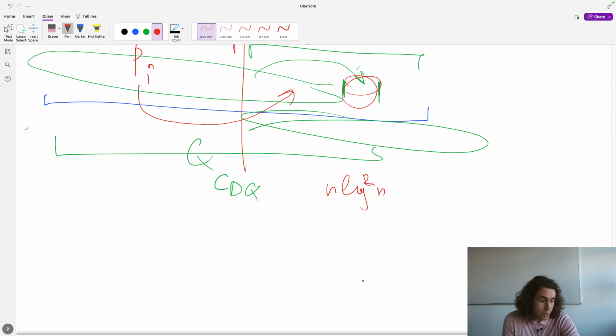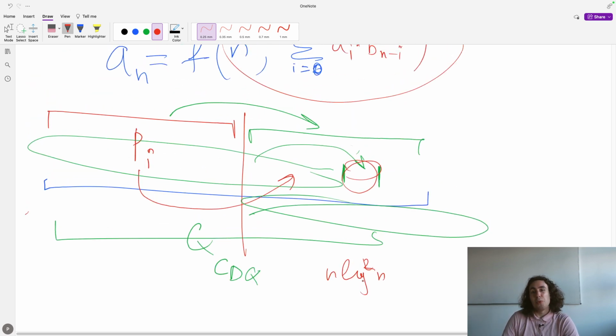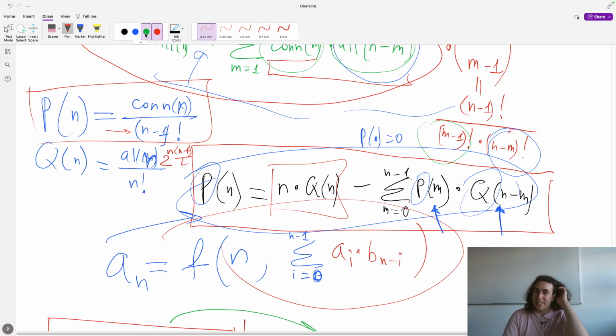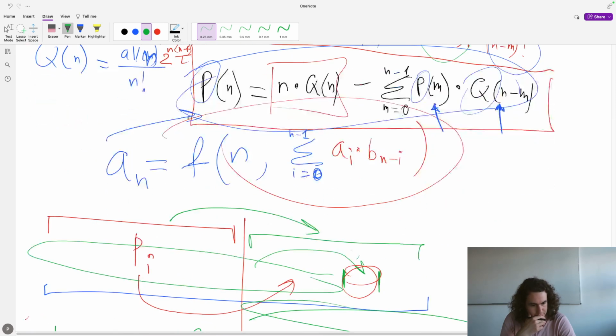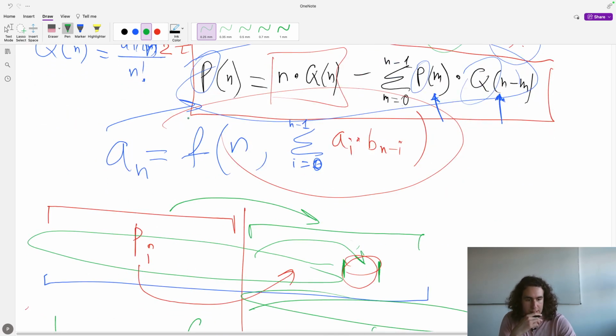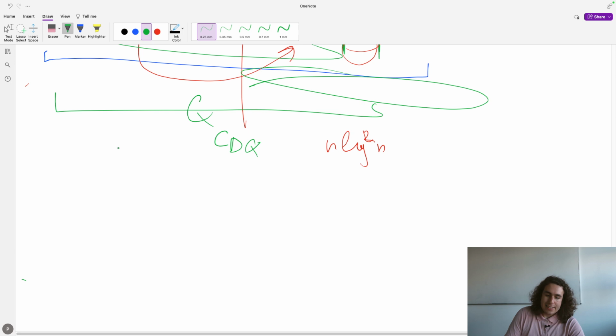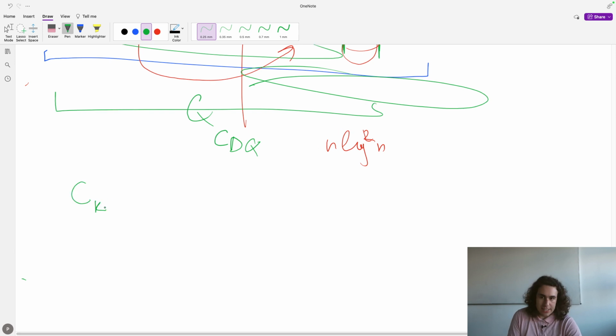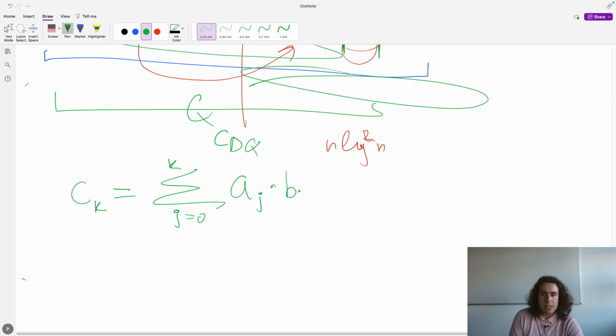This is sufficient for this problem, but I want to say that we can do it even in a more general sense, right? Because in this case, let me think how to phrase this. So let's say that we have a normal convolution this time, right? So c_k is equal to the sum over j from 0 to k of a_j times b_{k-j}, right?